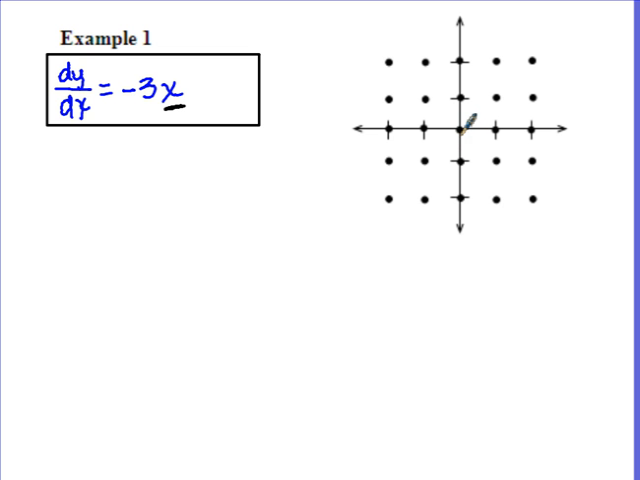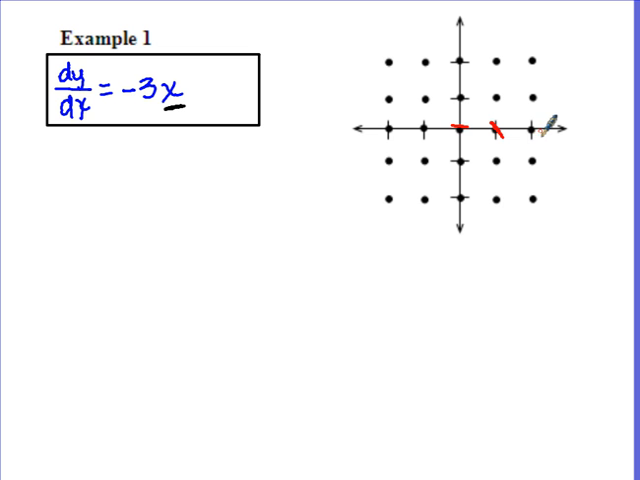So let's look. Here we have x is 0. I plug in 0 and say negative 3 times 0 is 0. So I need to represent that with a little line segment showing the slope of 0, which should look like that, because this has a slope of 0, horizontal lines. Let's go here. Our x value is 1. So we plug 1 into that differential equation and get negative 3 times 1. Well, what's negative 3 times 1? Negative 3. So we are now going to draw a little line segment representing negative 3. That's steep enough. It's negative, it's going down.